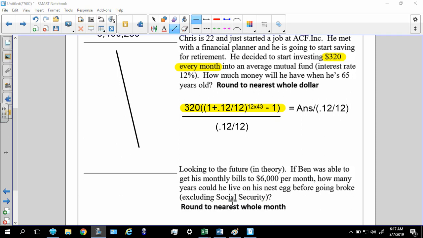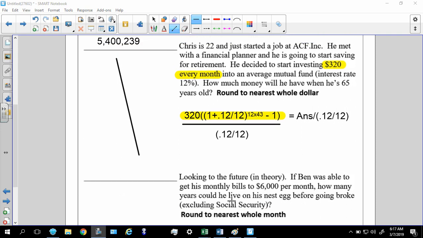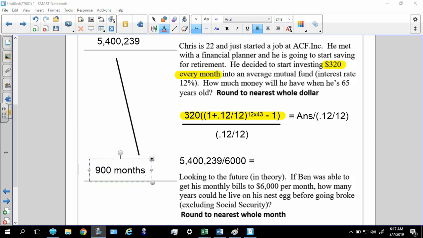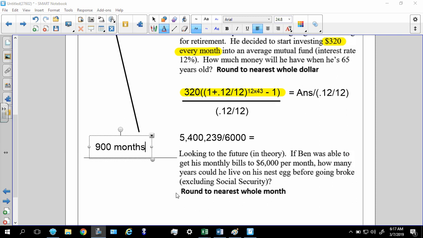And that is, looking to the future, if Ben was able to save or get his monthly bills to $6,000 per month, how many years could he live on his nest egg? Well, again, in theory, he has $5,400,239 in the bank, and I'm simply going to divide that by 6,000. And when I do that, he'll be able to live comfortably for 900 months before going broke. So that is a good nest egg.